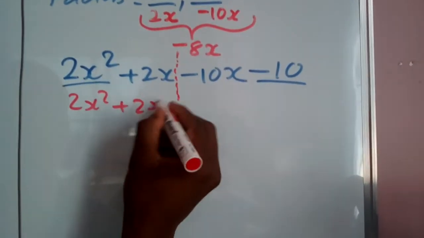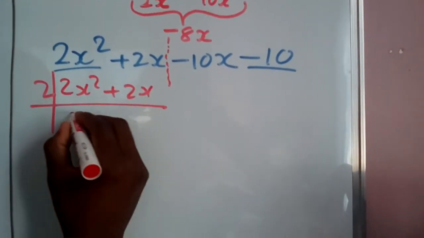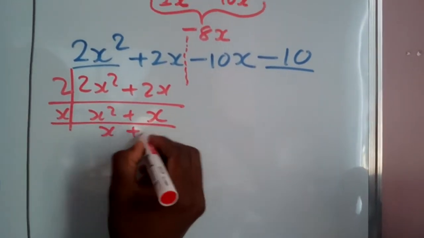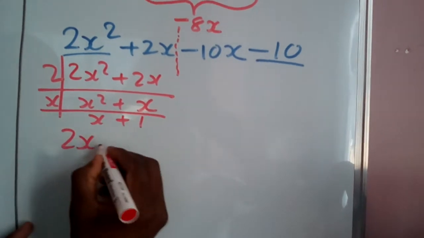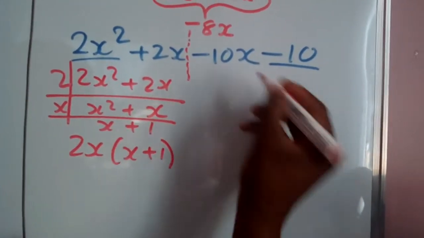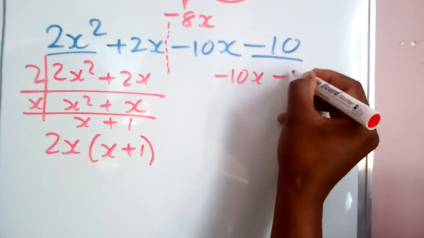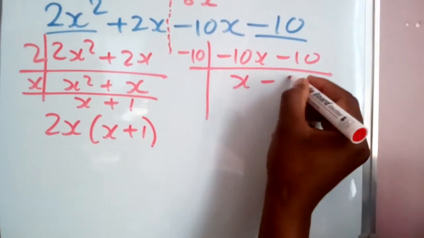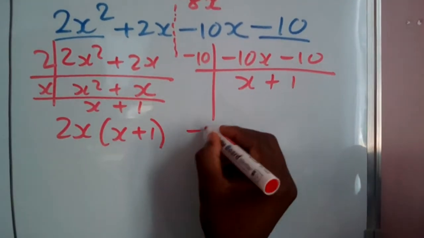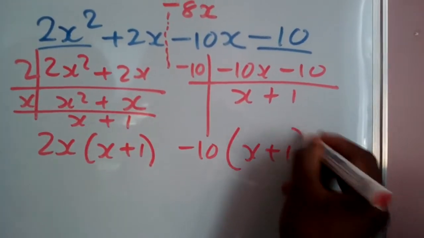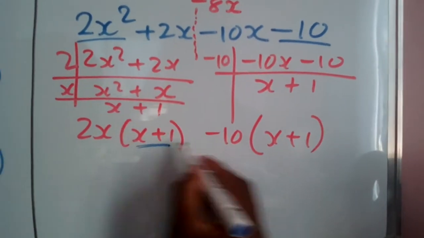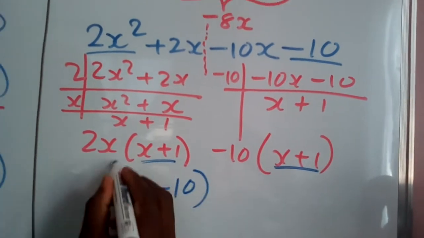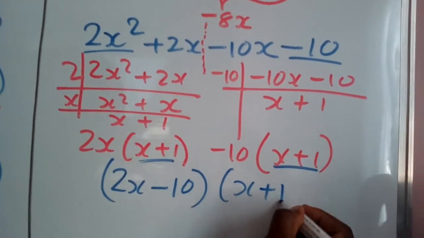2x squared plus 2x, take out the common, 2x, squared plus x, take out x, x plus 1, means I have 2x bracket, x plus 1, and this side minus 10x minus 10. Common is minus 10, I have x plus 1, meaning I have minus 10 bracket x plus 1. Now you will notice inside the bracket is the same. So what is outside will form one bracket, and what is inside will form one bracket.